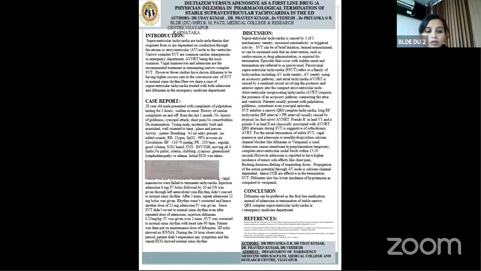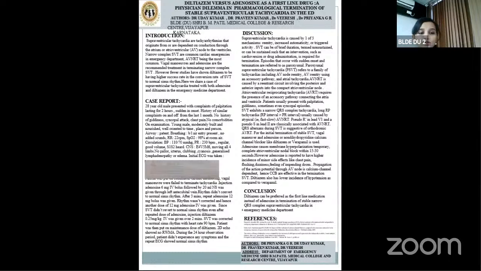AVNRT being the most common. Vagal maneuvers and adenosine are the first line recommended treatment in terminating a narrow complex stable SVT. However, there are a few studies which suggest usage of diltiazem as a first line in conversion of SVT to a normal sinus rhythm could be tried as it has a higher success rate. Here we share a case report where a supraventricular tachycardia was treated with both adenosine and diltiazem in the emergency medicine department.